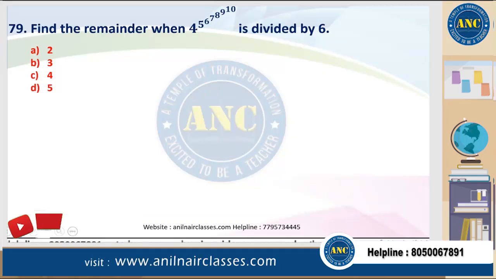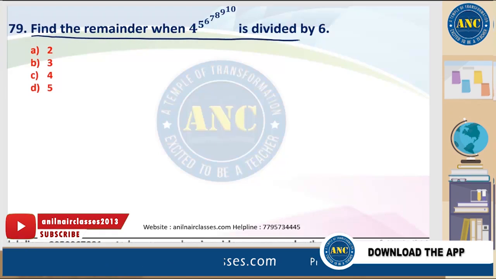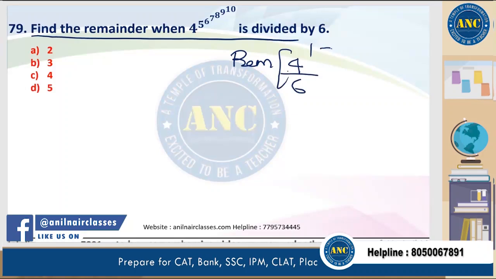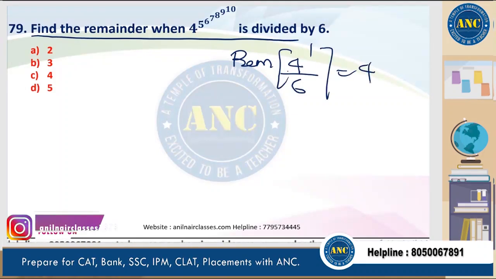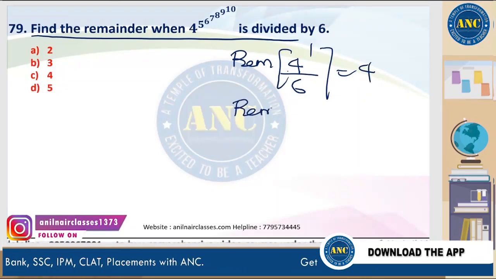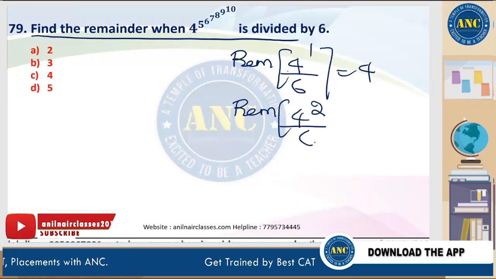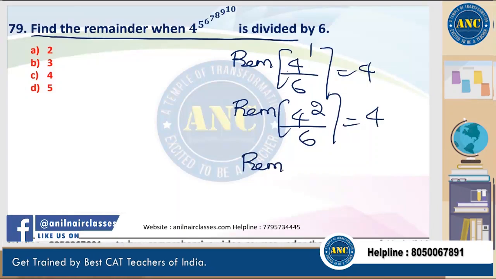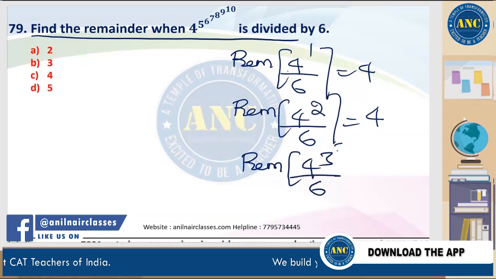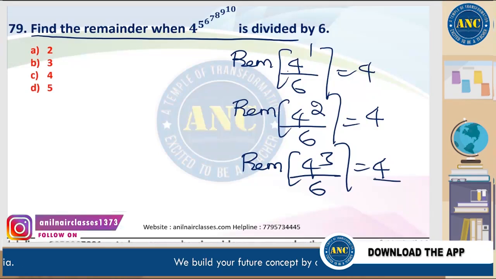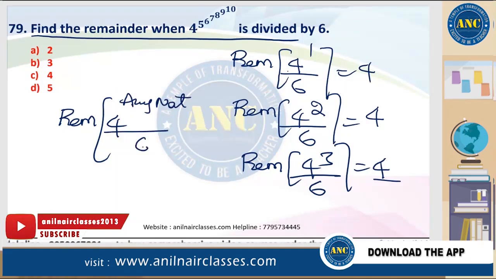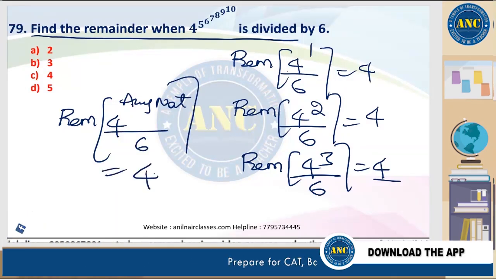Now see here. Very, very good question. Lot of students will get intimidated by this question. Simple understanding, you will get the answer. 4 divided by 6 is 4. Similarly, 4 square, 16 divided by 6. 6 2s are 12. It is again 4. 4 cube divided by 6, 64 divided by 6. 6 tens are 60, remainder 4. 4 power any natural number divided by 6. This is nothing but 4.